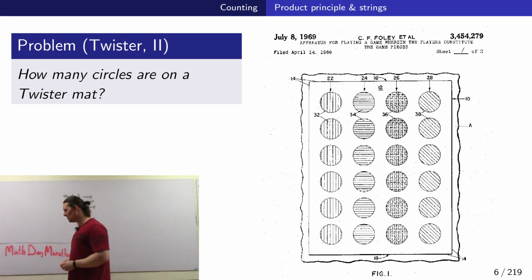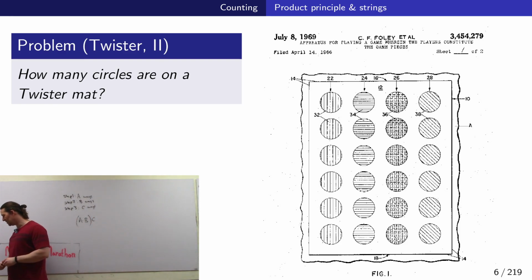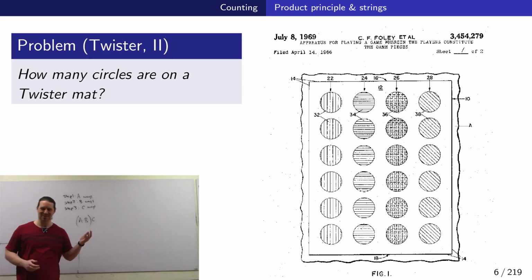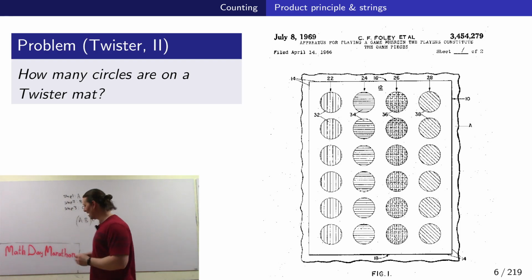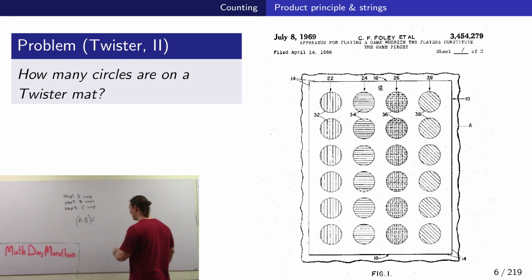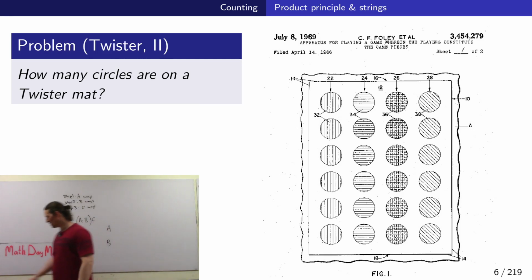One thing I want to read, just because I think this is quite amusing, is that this is a patent application for Twister, and on the application it says, this is an apparatus for playing a game wherein the players constitute the game pieces. This doesn't have anything to do with the solution, but I think it's pretty charming. So anyway, let's actually answer the question here. We again have our 2 steps, A and B. I'll switch over to the big screen here.